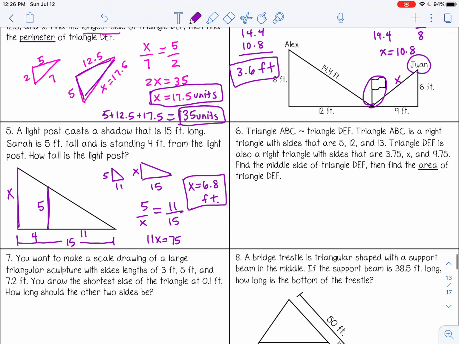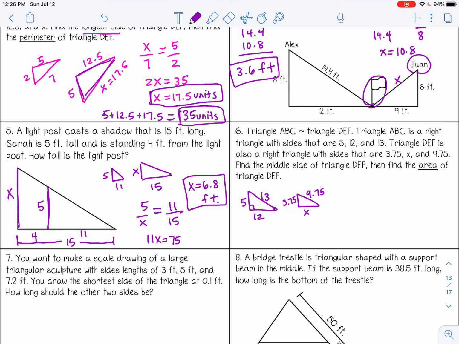Okay, number 6, triangle ABC is similar to triangle DEF. Triangle ABC is a right triangle with sides that are 5, 12, and 13. Let's go ahead and draw that. So 5, 12, I know the longest side has to be my hypotenuse. Triangle DEF is also a right triangle with sides that are 3.75, x, and 9.75. So this one's going to be a little bit smaller. Find the middle side of triangle DEF, then find the area of triangle DEF.